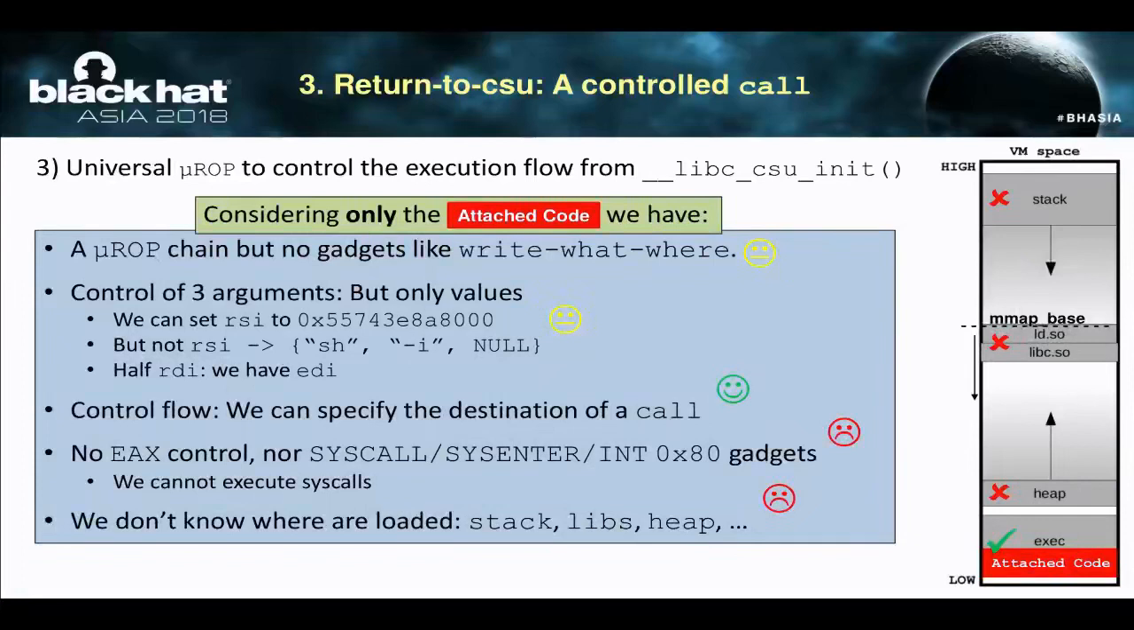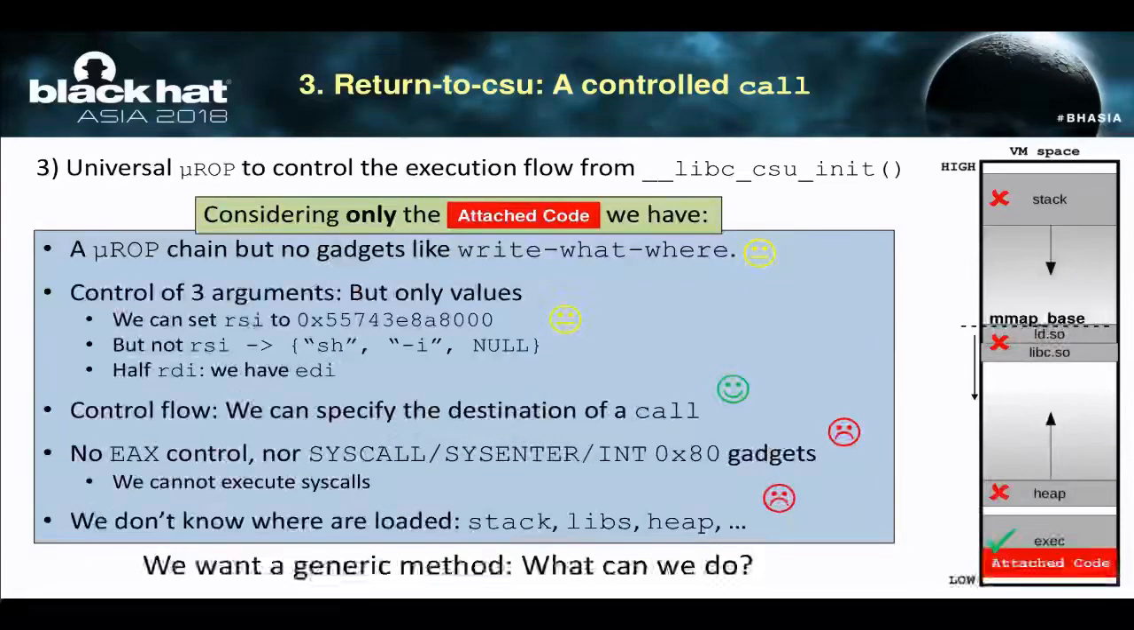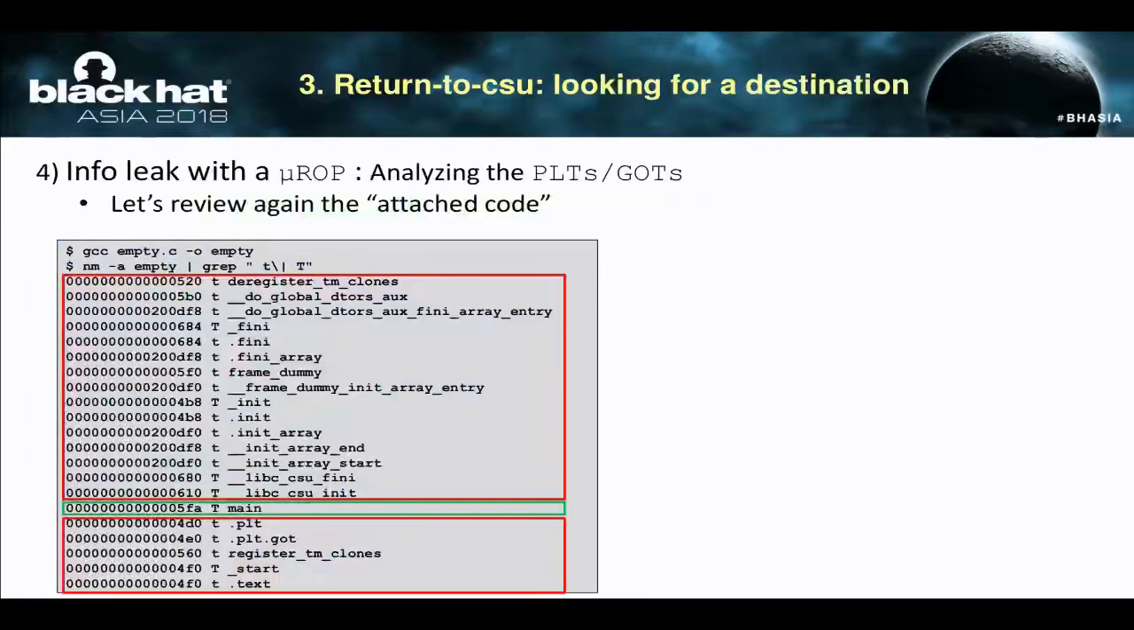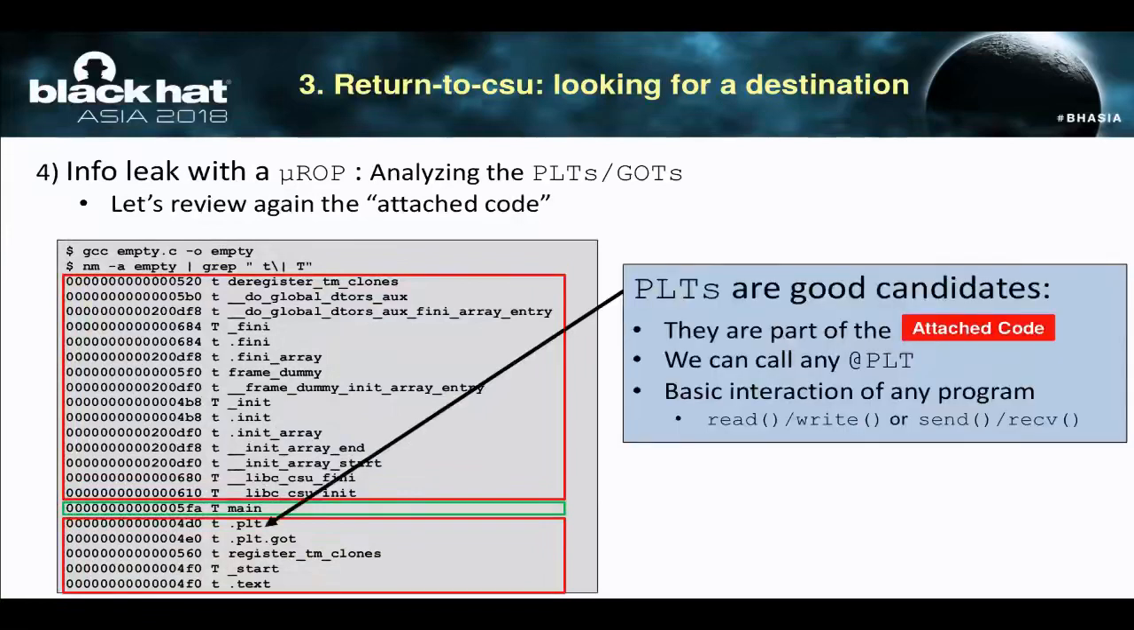Okay. Again, we don't know where the heap, libc, or the stack is in memory. Okay, so how can we create a generic method from this? So let's review again this attached code. Okay, and so far we have a use of libc_csu_init. Okay, only that. But we have much more attached code. So going faster because I am running out of time. We can use PLTs because they are very good candidates. Okay, you see how we need to call a PLT.